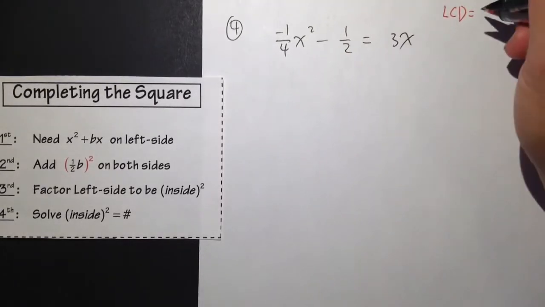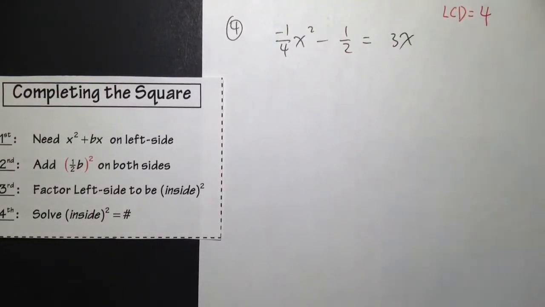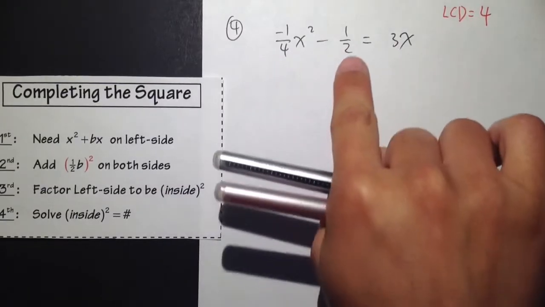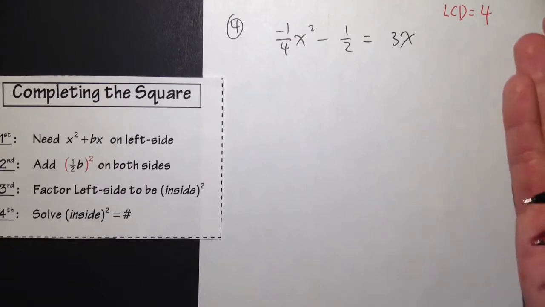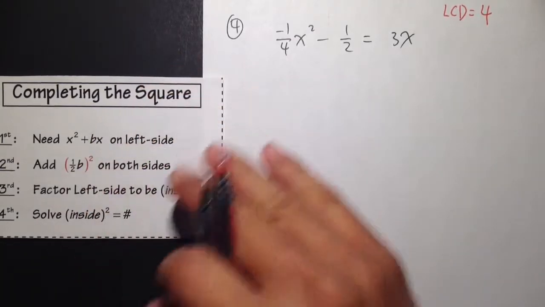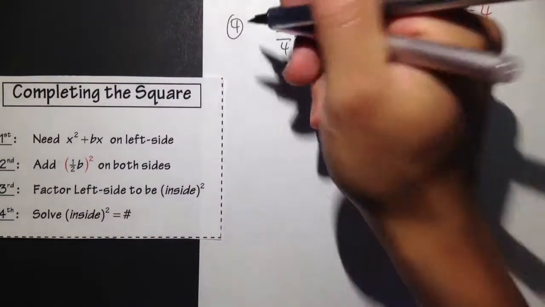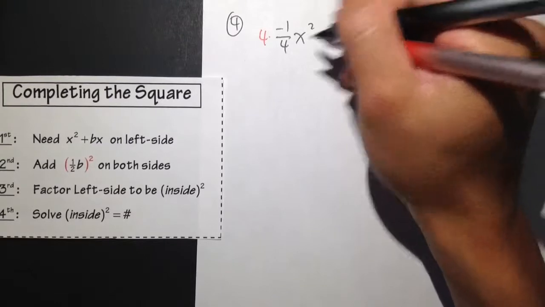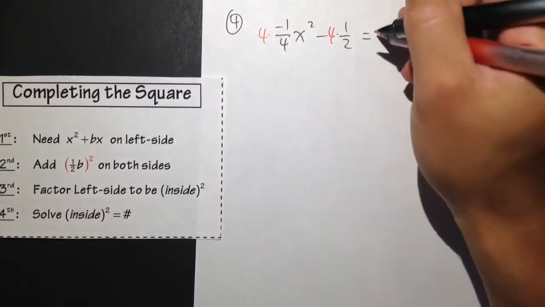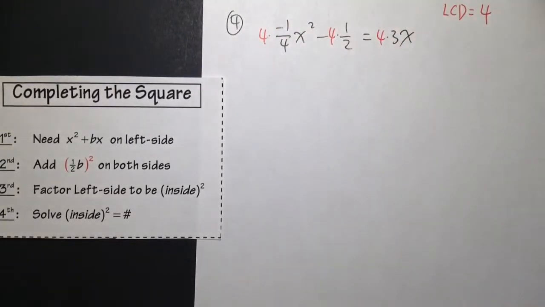So look at 4 and 2 and think about one number that both of these numbers go into. A possibility is 4, because 4 goes into 4 and 2 goes into 4 as well. You can also use 8, but 4 is the least. And then before I even complete the square, before I even do the steps, multiply all the terms by 4. So put 4 in front of this, 4 in front of that, and 4 in front of this.